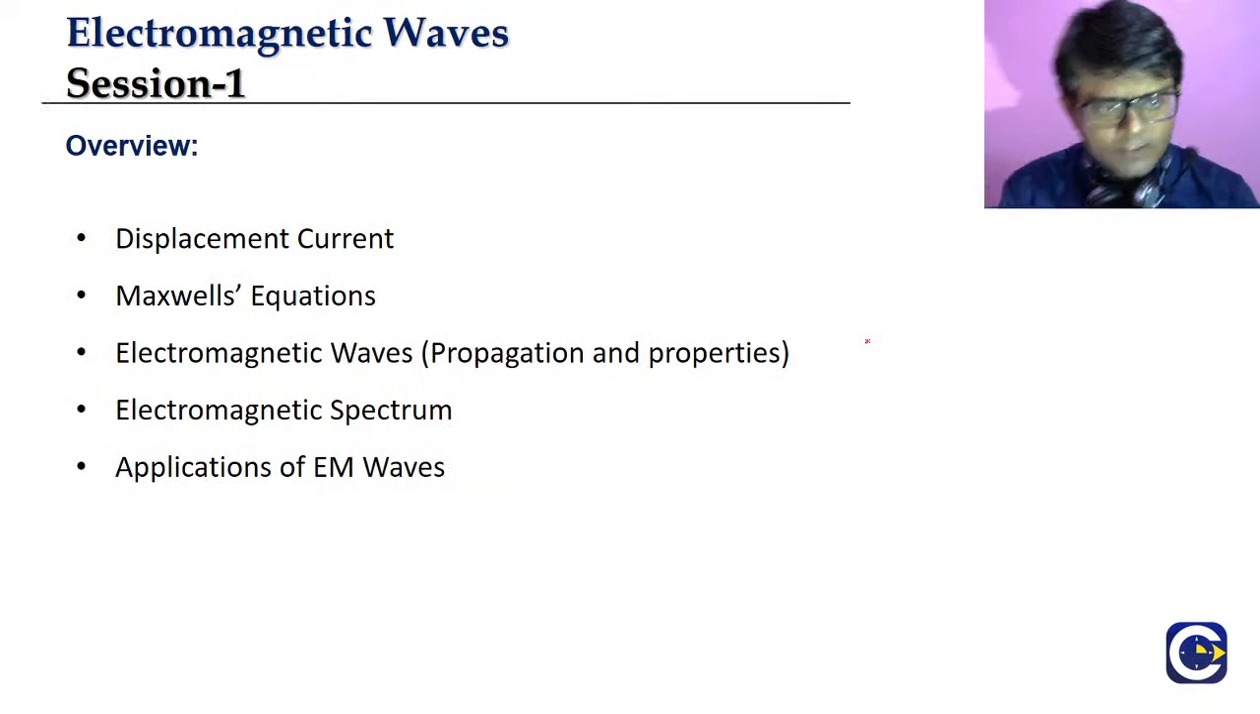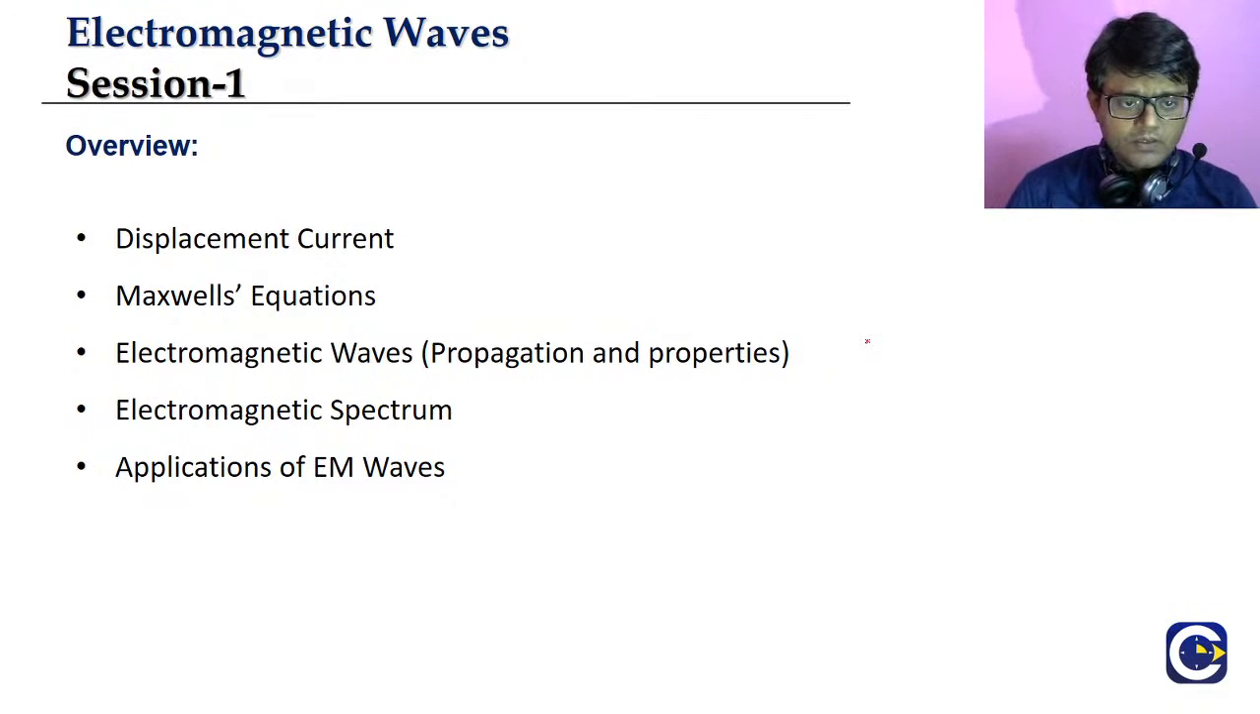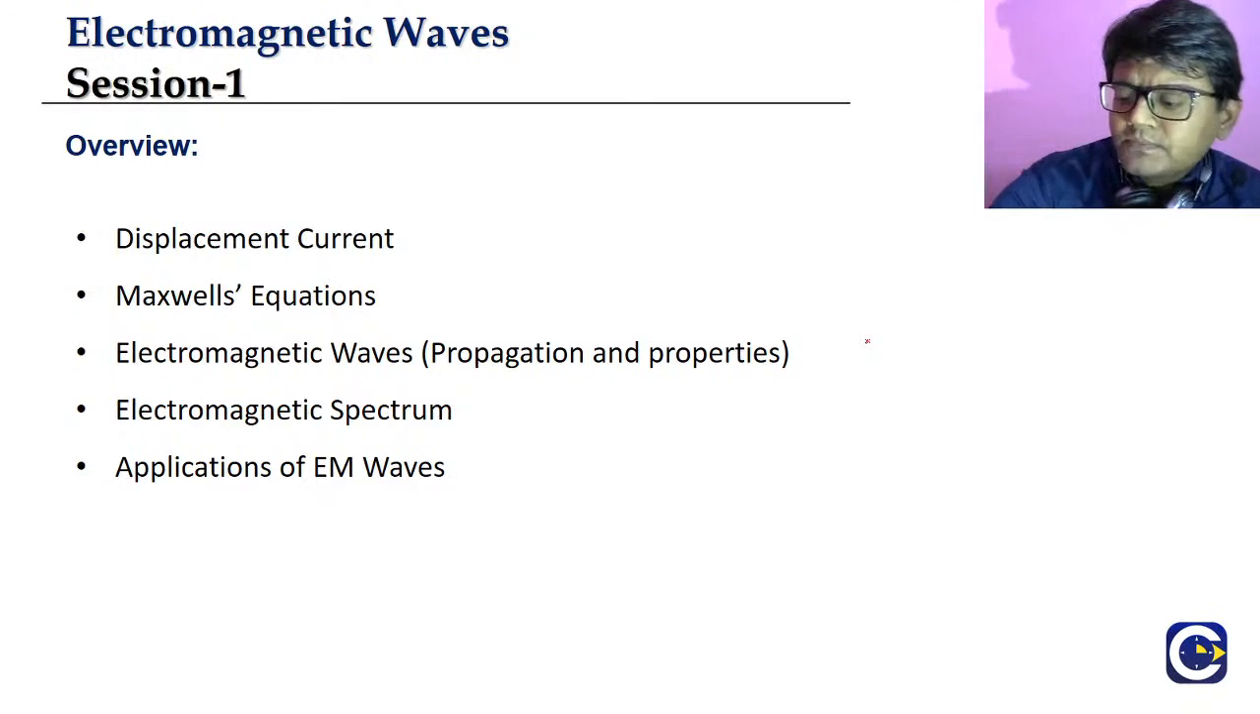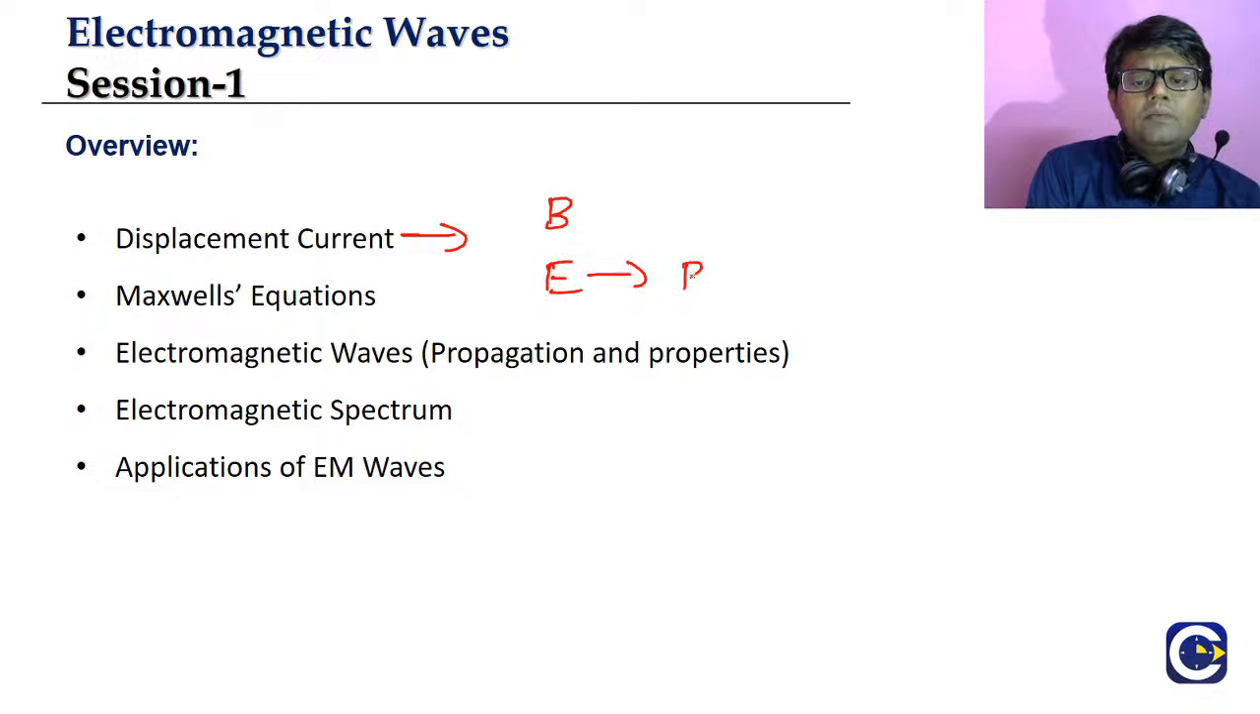Okay, so what is it that we are going to cover in electromagnetic waves? We will start with the idea of the displacement current. The displacement current is essentially the idea that relates the electric field to magnetic field correlation, like Faraday's law of electromagnetic induction. What do we learn in that?